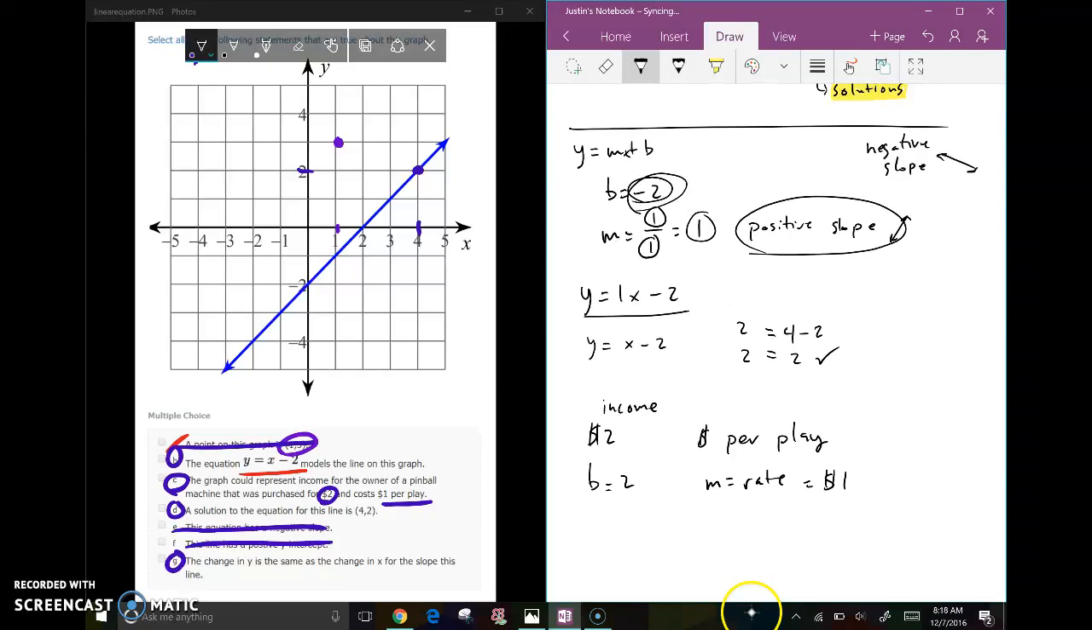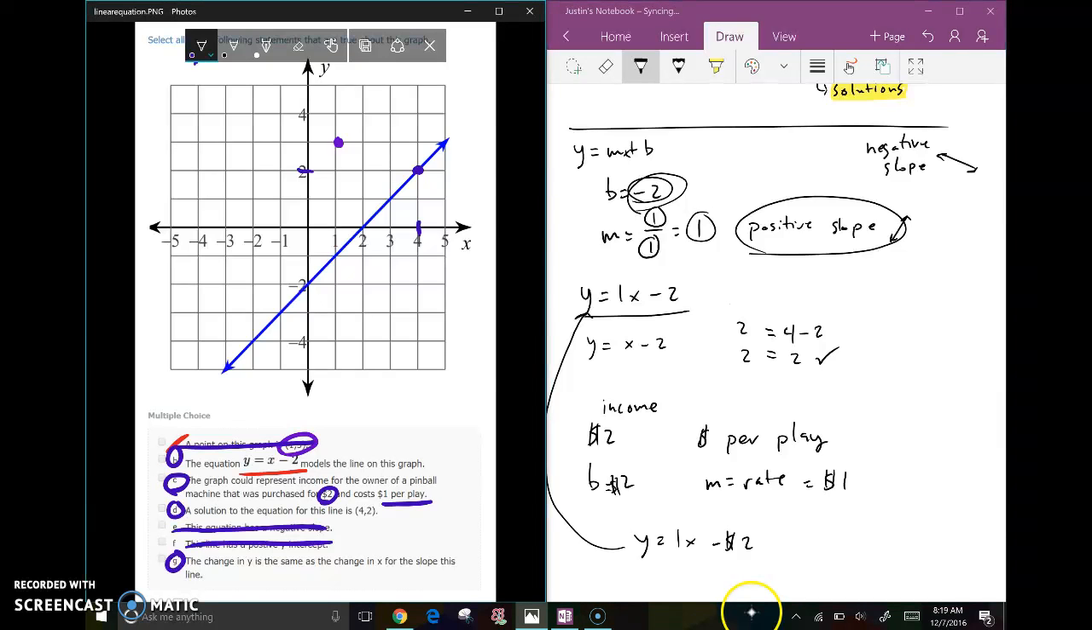So the equation here would be y equals 1x, and that's a positive, and he spent $2, so it would be minus 2. And that is the same exact equation that we get up here.